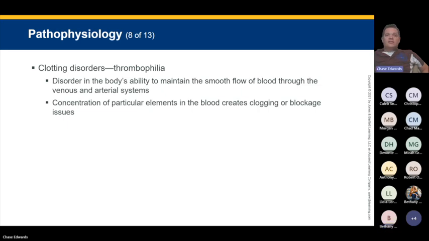All right, thrombophilia. This is going to be a disorder in the body's ability to maintain the smooth flow of blood through the venous and arterial systems. So the concentration of particular elements in the blood creates clogging or blockage issues. It's going to create these clogs, thrombosis.